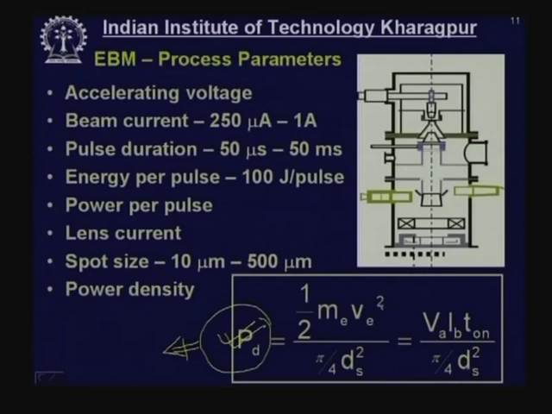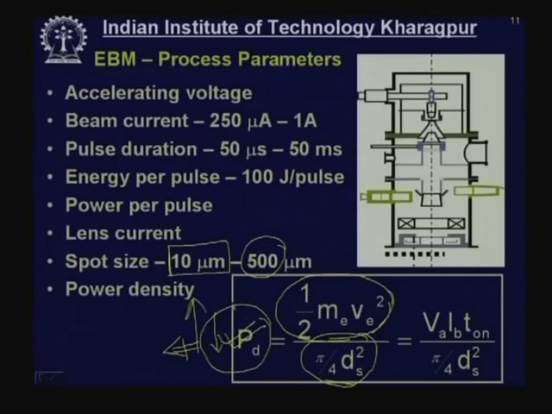Power density is nothing but the kinetic energy or kinetic power of the electron beam, which is the mass flow rate of the electrons, divided by the spot size area. If my spot size is larger, power density would be less. If my spot size is smaller, power density would be high.